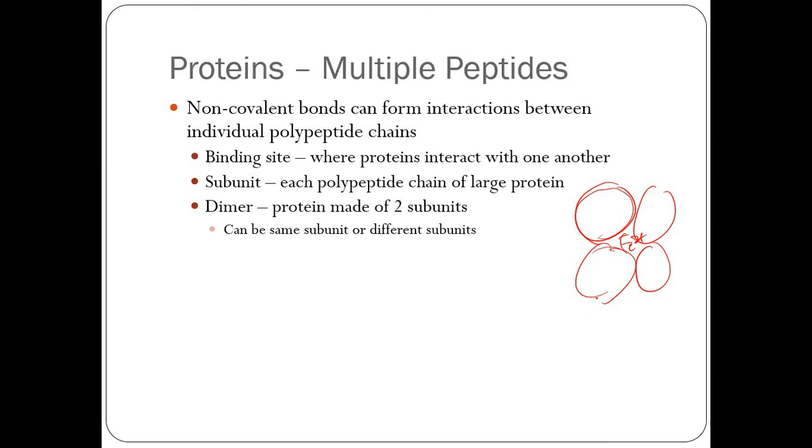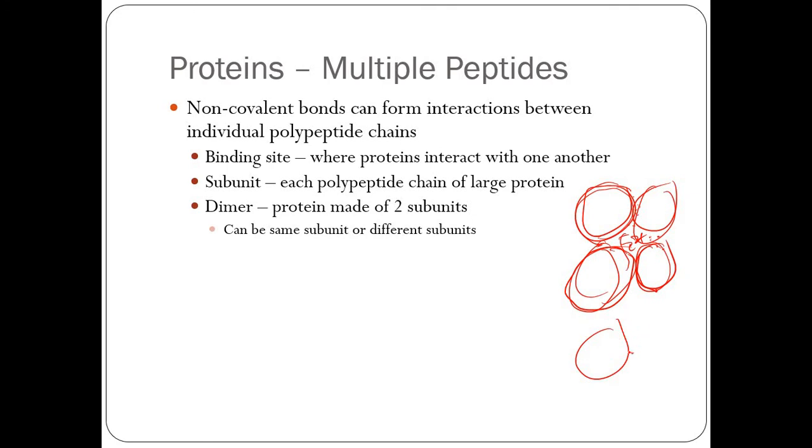have many different ways para mag-interact sila. So we have what we call as a binding site where proteins interact with one another. We also have subunit. Ang subunit is each polypeptide chain. So this is one subunit. So one subunit, one subunit, one subunit, and another subunit. Okay, so kung asa na sila nagbind, kung asa na nagbind ang each, that's what we call as the binding site. Okay?